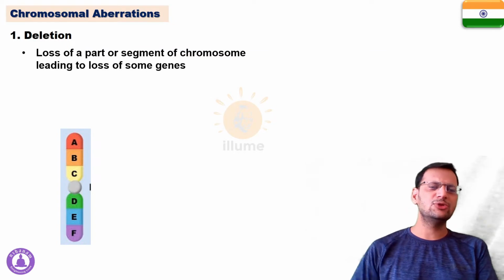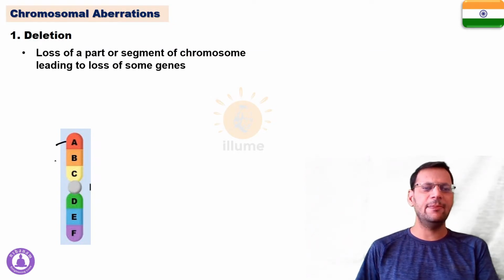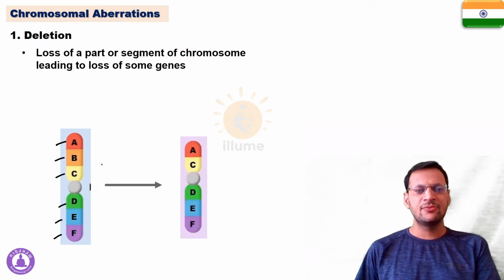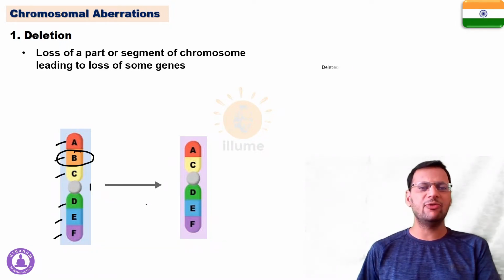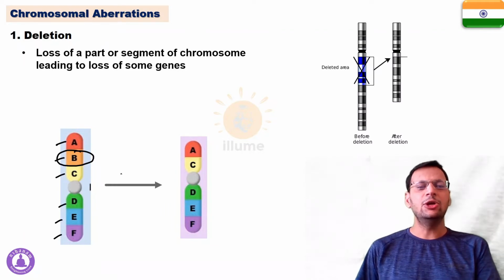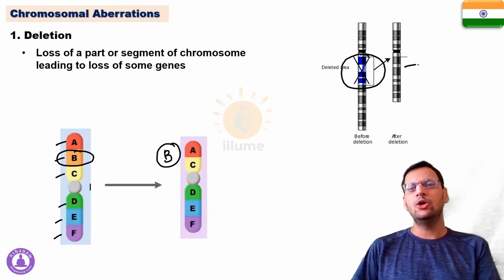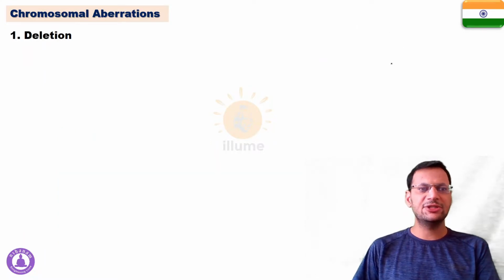Let's say this is a chromosome with 6 segments on it: A, B, C, D, E and F. Now, what does deletion mean? Deletion involves loss of a part or a segment of a chromosome. Look at this. The segment B is lost after mutation. So, this is a type of chromosomal aberration because it leads to a change in the structure of the chromosome. There is no segment B in this part. Look at this figure. In this figure, this entire area is deleted in the chromosome, leading to a chromosomal aberration.